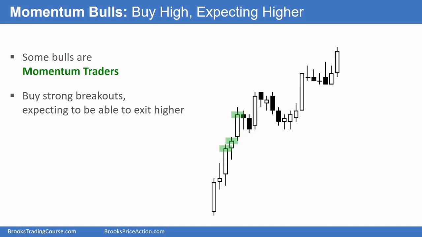They buy because they expect that other traders will buy from them at a higher price, and they will be able to sell to those traders and make a profit. So there's a high probability of making money buying when the market looks like this, but the risk is big because your stop is far below.